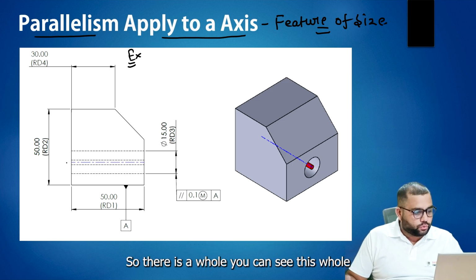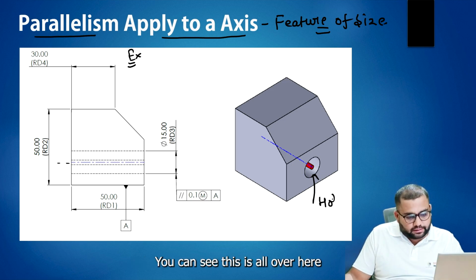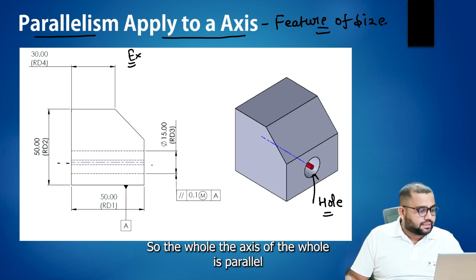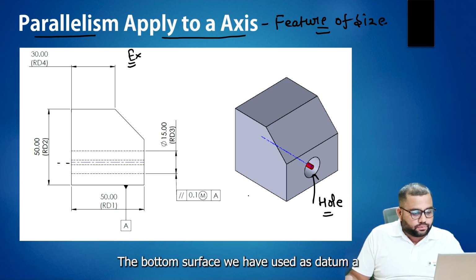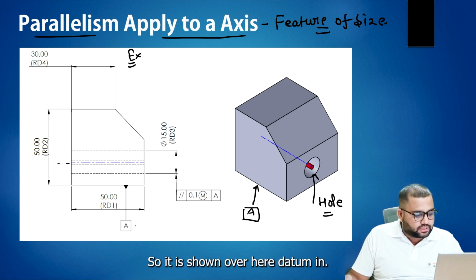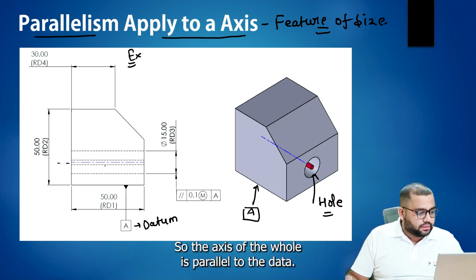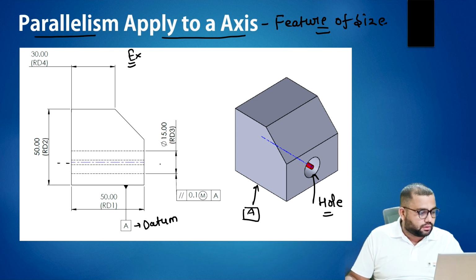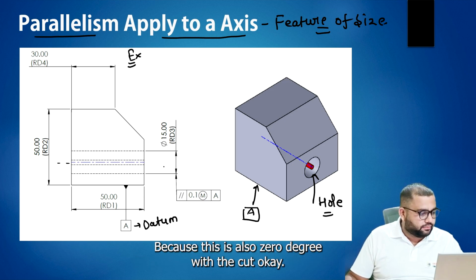So there is a hole. You can see this hole over here. This is a 2D overview. The axis of the hole is parallel to the datum A. In this case, the bottom surface is used as datum A. It is shown over here, datum A. So the axis of the hole is going to be parallel with the datum A, then we can apply the parallelism, because this is also 0° with it.